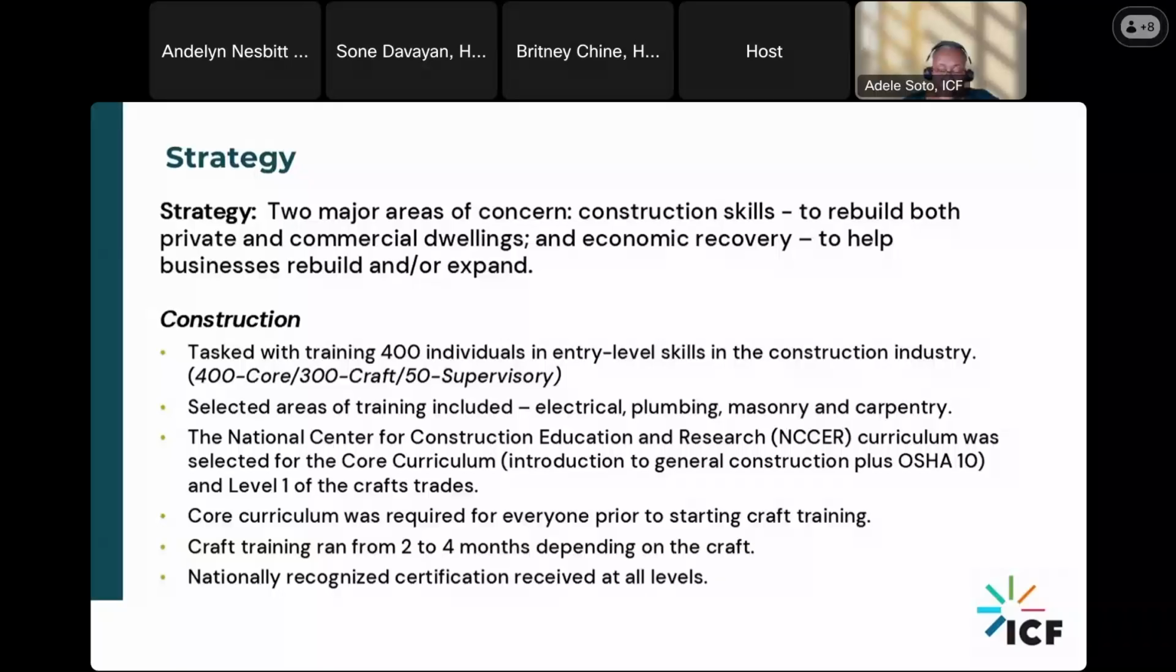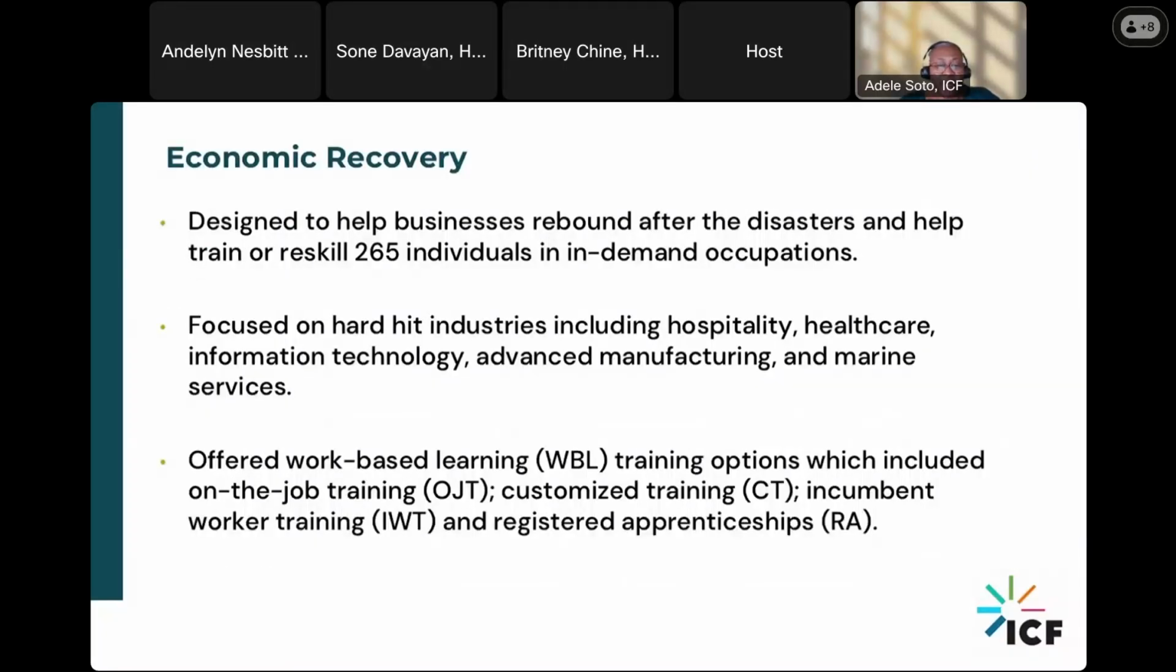Of those, 50 of the successful completers would then move on to supervisory training. We figured this configuration would create pods or teams of construction experts that could move from one project to another. Nationally recognized certification was available at all levels for successful completers. Additionally, partnerships with construction companies were formed so that less skilled individuals could have at least 2 weeks of job shadowing. All successful program completers were referred to the VI Department of Labor and the American Job Centers for job placement.